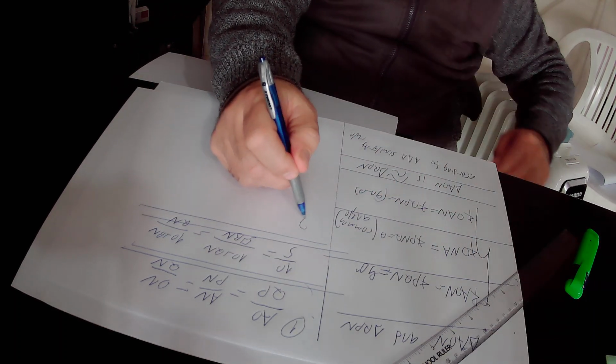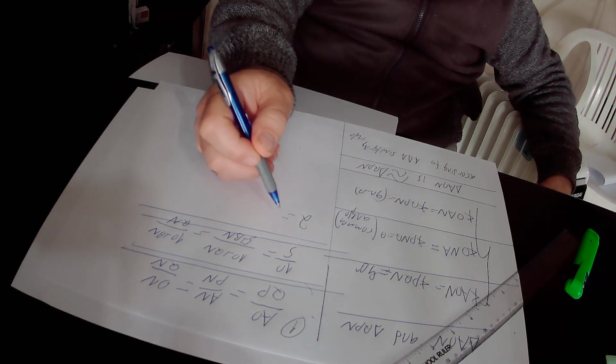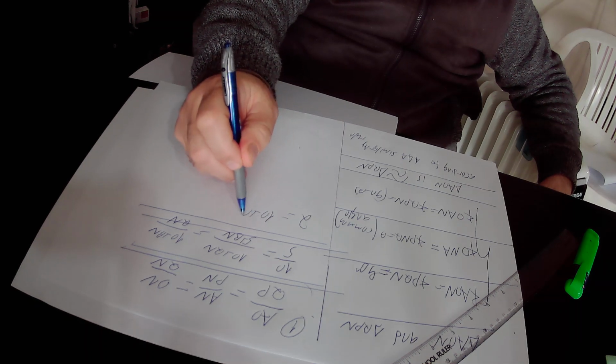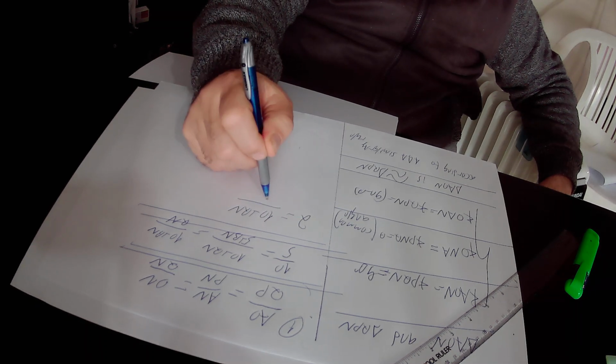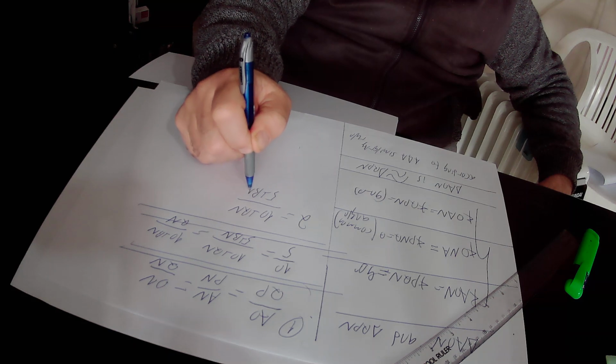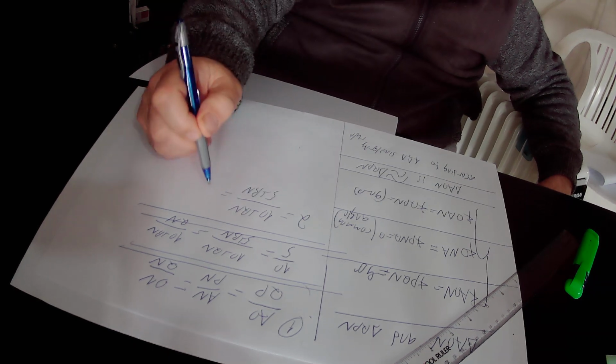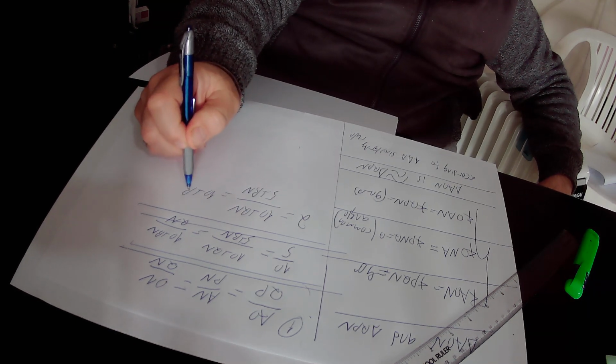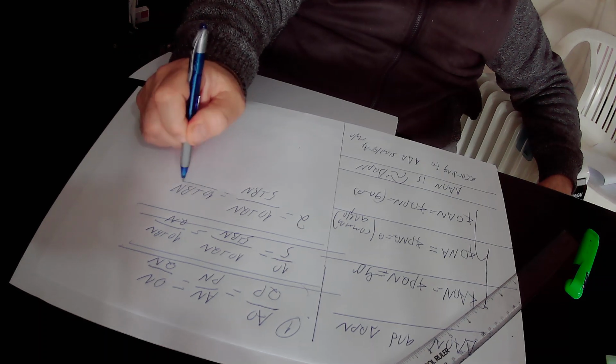10 over 5 is 2. So 2 equals 10 plus QN over 5 plus BN, and it equals 10 plus BN over QN.